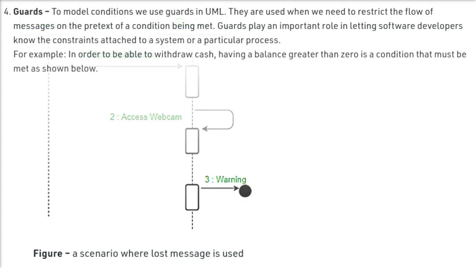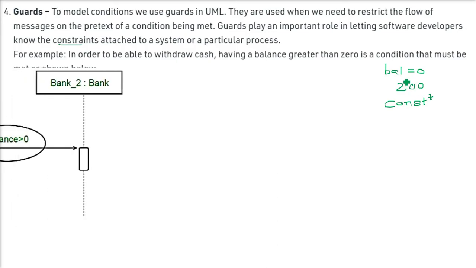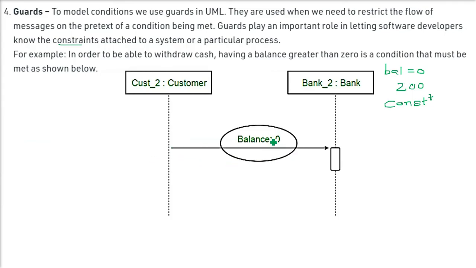An important thing that comes here is a guard. For example, you want to take out some money, say you want to withdraw 200 rupees, but the balance of your account is zero. So we need to have a guard situation here. The software developers, to be more precise, should know the constraints attached to a system or a particular process. These constraints are what we call guards. Here we put balance greater than zero, then only this will work, otherwise not.